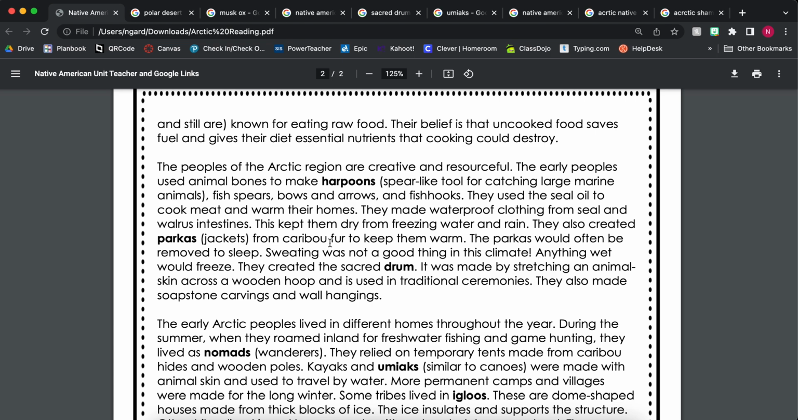And they would use the caribou fur, like the reindeer fur, to keep warm. The parkas were often removed to sleep. And this was an important thing. So sweating is not good in this climate. And you might think, okay, well, you would want to be warm. Why would sweating be a big deal? That's because anything wet freezes. It is so incredibly cold there that water just really doesn't last too long.